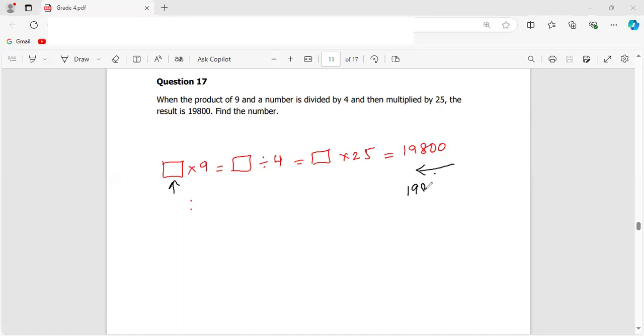So I have to do 19800 divided by 25. So you will get 792. Now this is divided by 4. Some number divided by 4 is 792. So this number will be 792 times 4, which will be 3168. And now some number times 9 is 3168. So I'll do 3168 divided by 9. So I will get 352. So the number that we started off with would be 352. That's the answer.